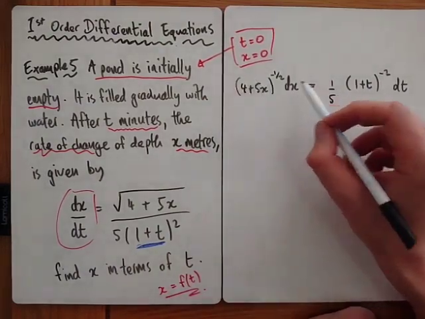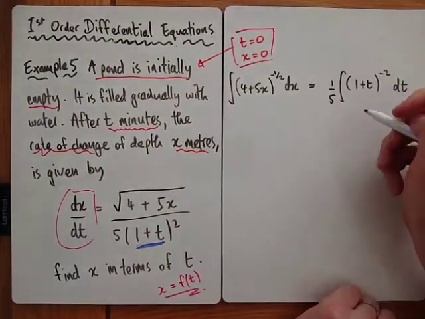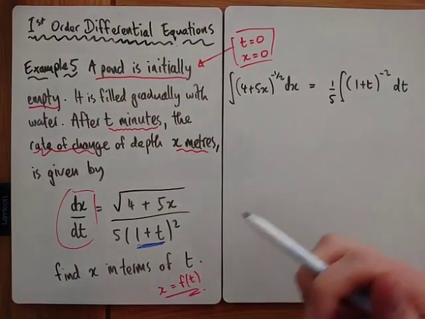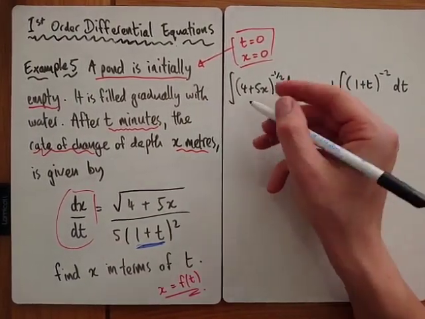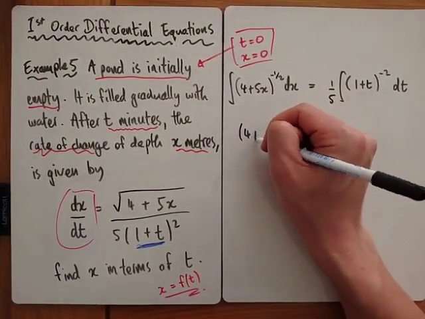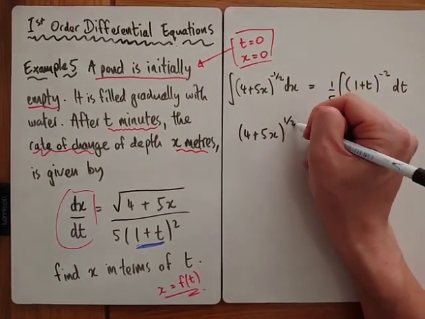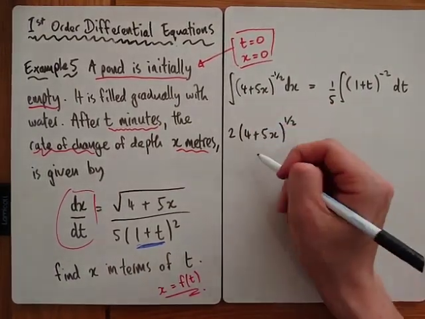You could put it as a 5 there or a 1/5 there. It doesn't really matter. Sometimes it makes it a lot easier if you leave the constants on the other side. And you'll see that when you do some of the exercise questions. Okay, so integrate the bracket to a power. Add 1 to the power, so we get a half. Divide by the new power, divide by a half. It's the same as times them by 2.